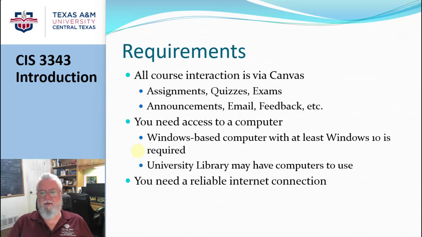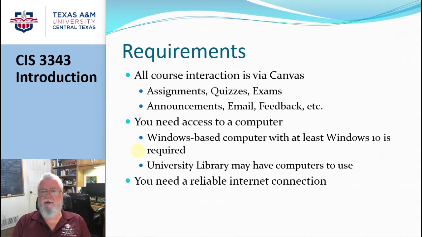Okay, so the requirements. All course interaction is in Canvas, obviously. All the assignments and quizzes and all the rest of that stuff. You do need access to a decent computer. You are going to need a Windows-based computer. If you have an Apple, you're probably going to have to install the ARM version of Windows 11 before you can get in here. We are going to be using software that's only available in the Windows world. And of course, the University Library has machines that you could either use or check out.